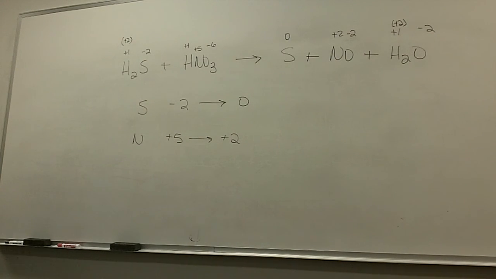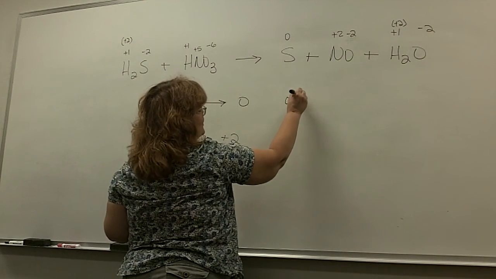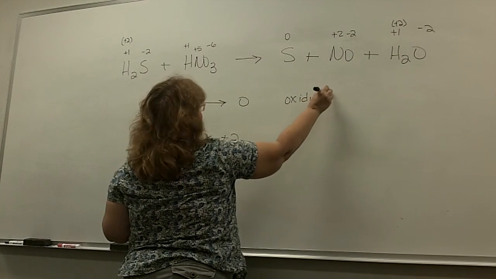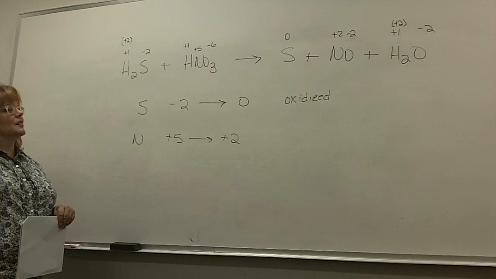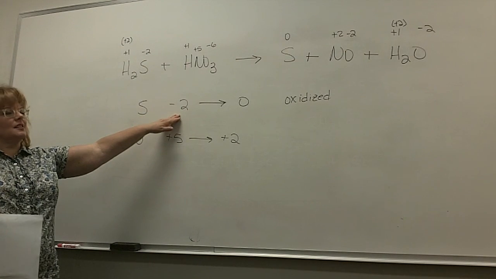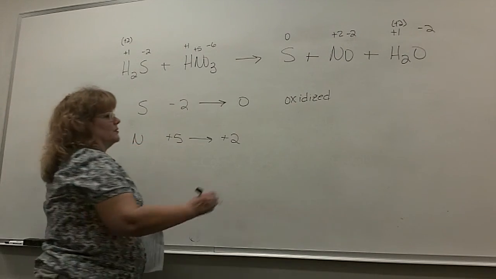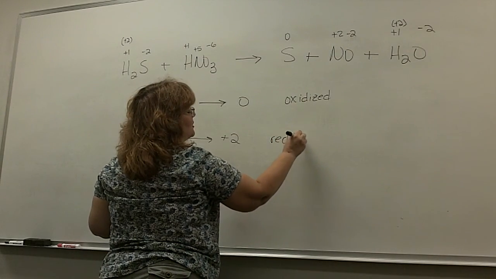Okay. So now what? You know what to do? Yeah, you gotta tell which one is oxidized, which one is reduced. Oxidized means you gain electrons? No, you lose electrons. So sulfur is oxidized because it got more positive. And the nitrogen reduced because it gained. Wait a minute. Lose electrons oxidized, LEO, and GER, so it's reduced. Good. Just have to think for a minute.